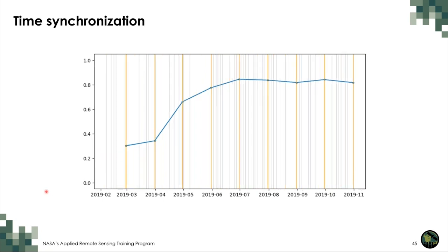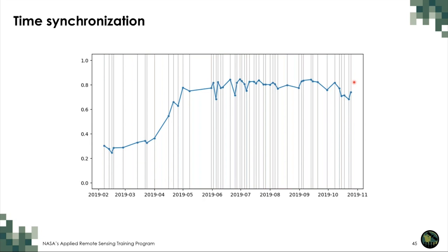Or we can even do monthly aggregations. What we can do with NDVI, for example, is to use the maximum NDVI or the mean NDVI in the period of 1 month. And in that case, you see we have a similar development, but a much easier to interpret time series than this.